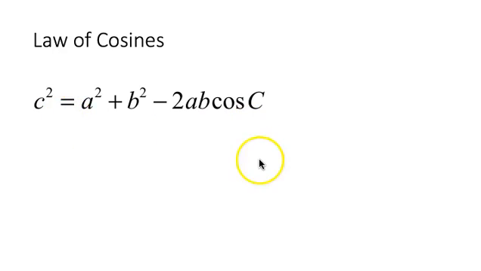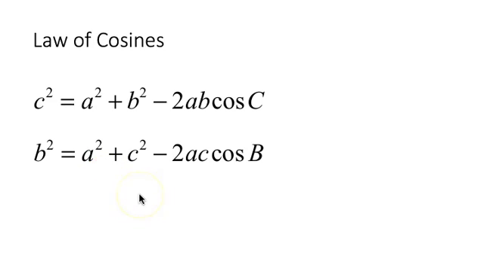We have one version of the law of cosines, but the reality is we can shuffle up these letters. So this is our fundamental version, but we could also say b squared is a squared plus c squared minus 2ac cos B. Notice little b opposite big B. Notice little c opposite big C. Notice these two letters, a squared plus c squared, also show up here. These two letters, a and b, also show up there.